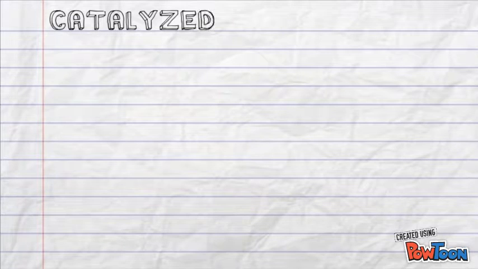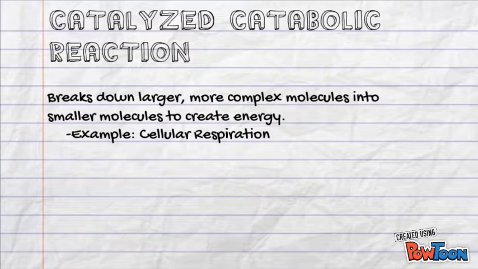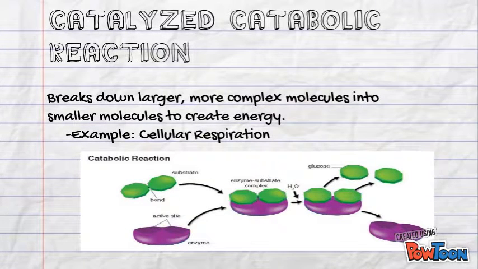A catalyzed catabolic reaction refers to breaking down larger and more complex molecules into smaller molecules, which releases energy. Cellular respiration is an example because it takes glucose and reduces it into carbon dioxide and water.